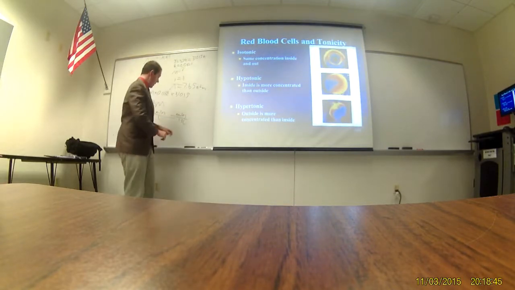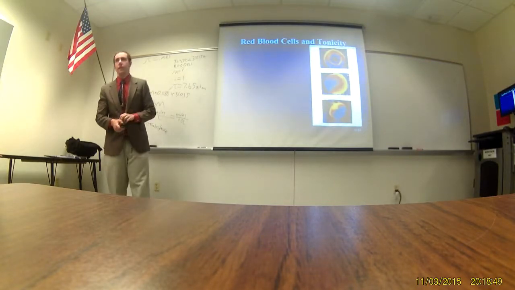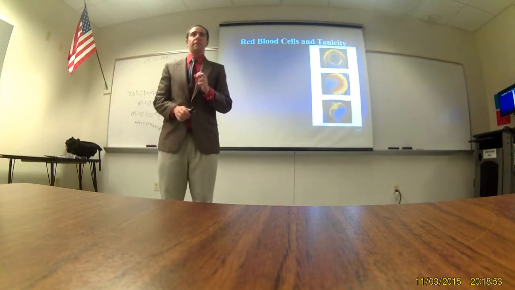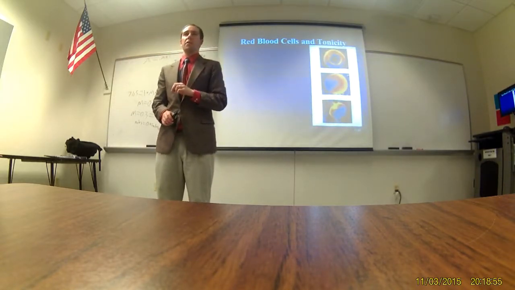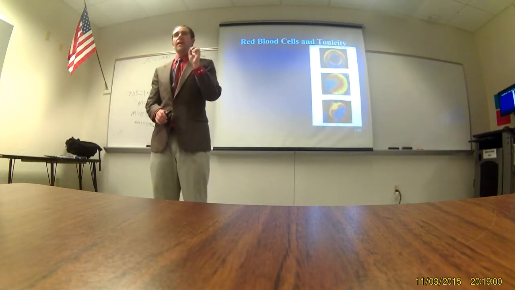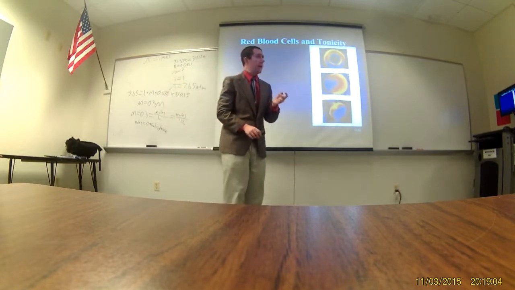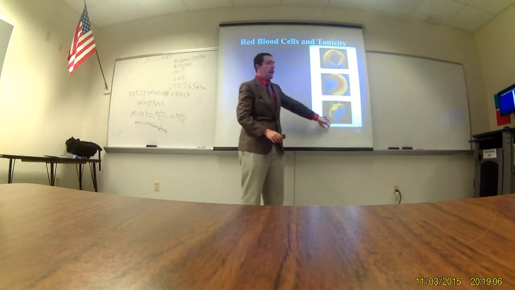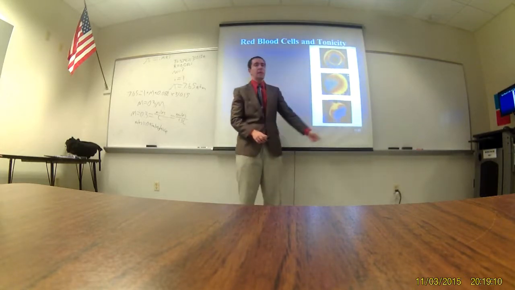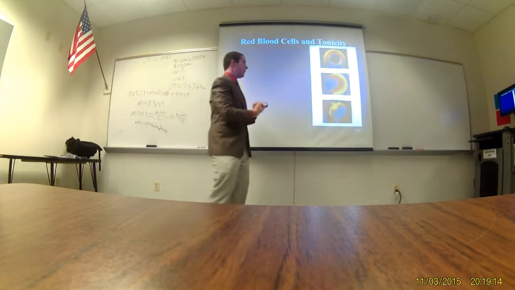So if I say that in a blood cell, the sodium chloride concentration is 1 molar, and I put it in a 2 molar solution of sodium chloride, what is my cell going to look like afterwards? It's going to look like C. It's a hypertonic solution. Water is going to come out of the cell. It's going to shrivel up.